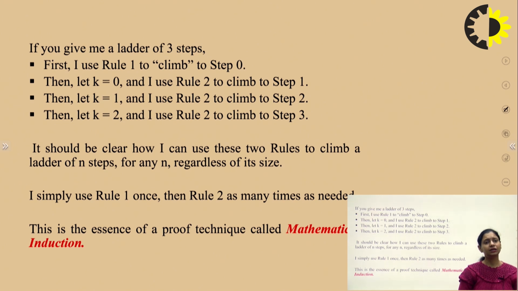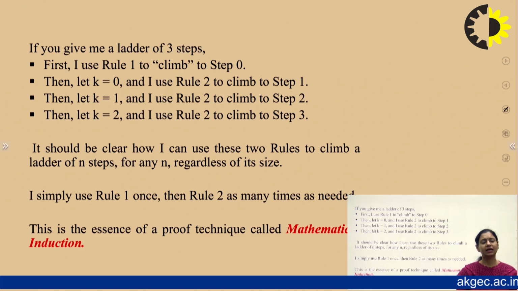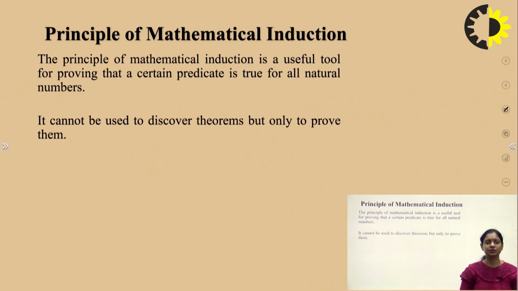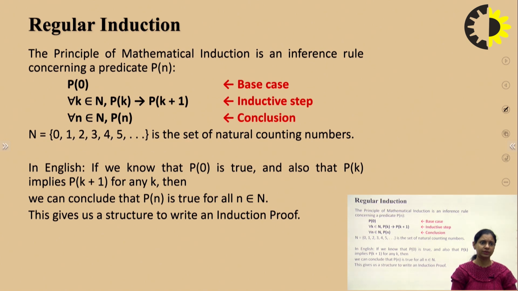Here I will use rule 1 only once, when I am at the base step, and then I will keep on using rule 2 as many times as needed. This is the essence of the proof technique known as mathematical induction. The principle of mathematical induction is a useful tool for proving that a certain predicate is true for all natural numbers. It cannot be used to discover theorems, but only to prove them. We already have the theorems with us. We need to prove them only with the help of mathematical induction.